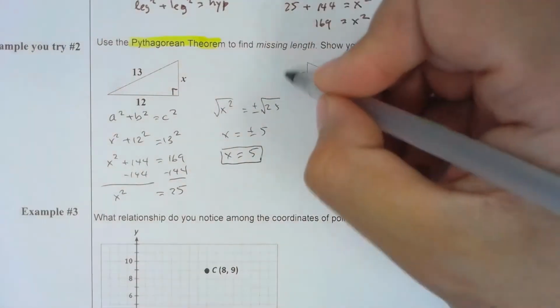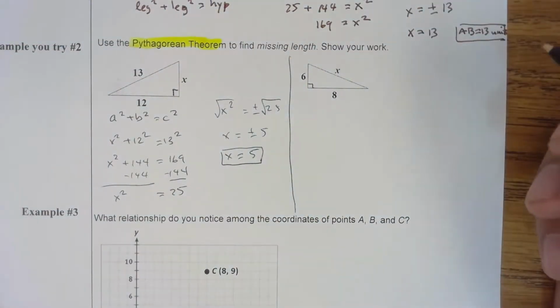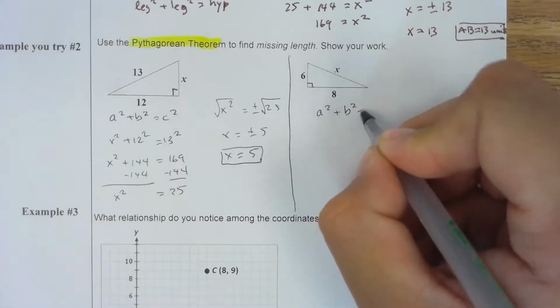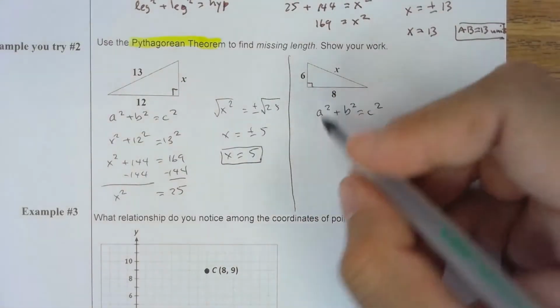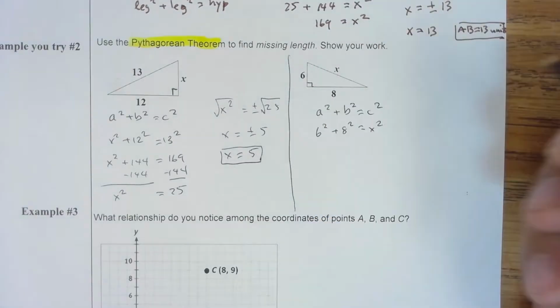Let's try it again. Take a look at this. Again, it's a right triangle. And then same formula, Pythagorean, a squared plus b squared equals c squared. So put it in, 6 squared plus 8 squared equals x squared.